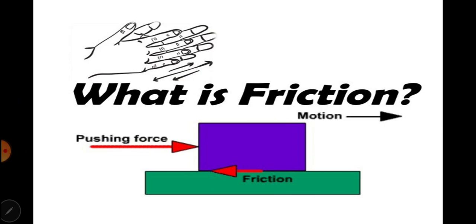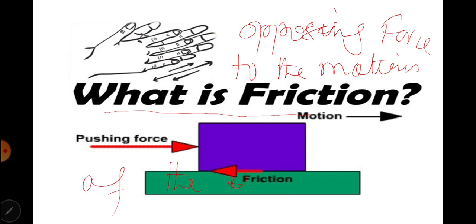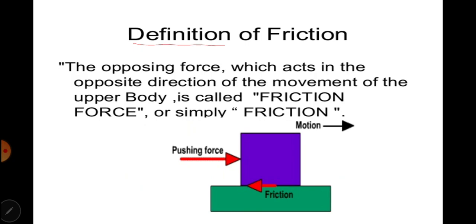The force that opposes the motion of moving objects is called friction. Friction is the opposing force to the motion of the body. Definition of friction: the opposing force which acts in the opposite direction of the movement of the body is called friction.